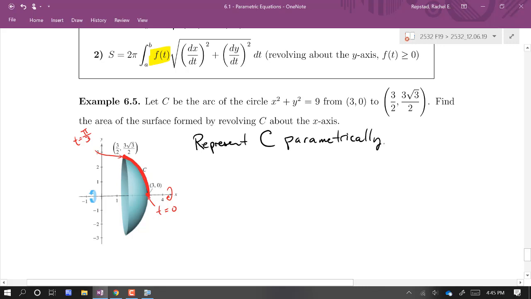This one's not too bad because it's just an arc of a circle. So the coordinates on the circle, the x-coordinate is always the radius times cosine, and the y-coordinate is always the radius times sine. So x is 3 times cosine t, and y is 3 times sine t. And we're looking at that on t ranging from 0 to pi over 3.